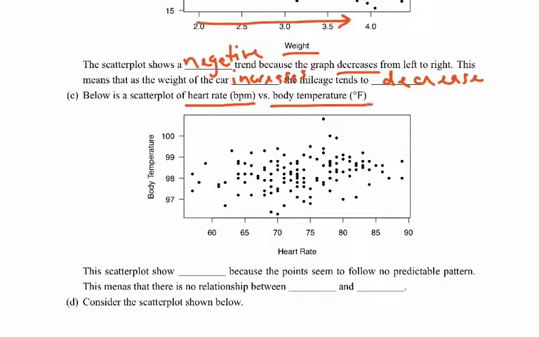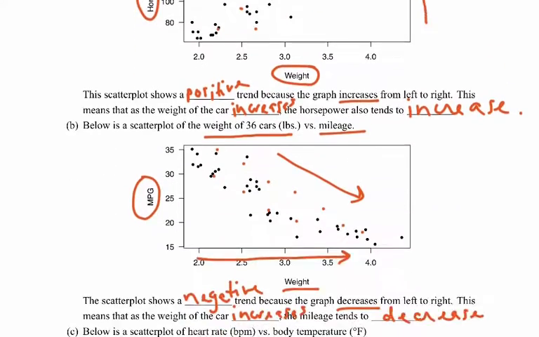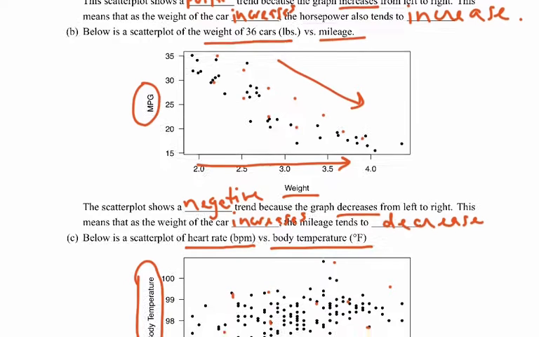Okay, the next example says below is the scatter plot of heart rate, or beats per minute, versus the body temperature in Fahrenheit. So our heart rate is the independent variable and the body temperature is the dependent variable. Take a look at this graph. As the heart rate goes up, is there any clear trend? Does the body temperature look like it's increasing or decreasing, or does it not look like there's any real trend? Hopefully you see that the points are pretty scattered all over the place, and there's not a trend going upward like there was in this example, or downward like there was in this example.